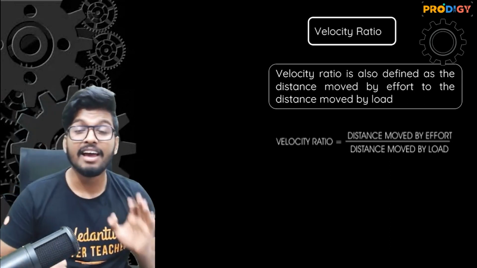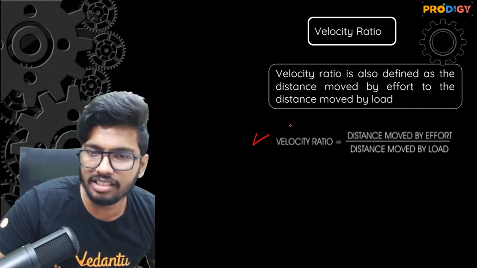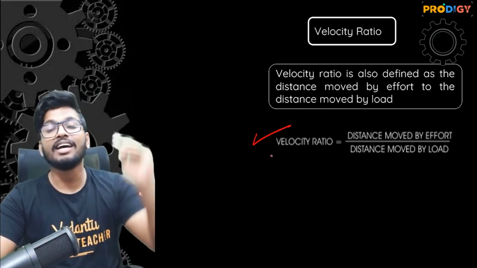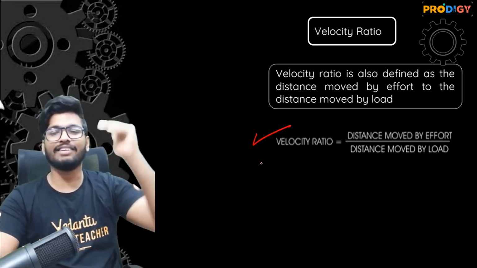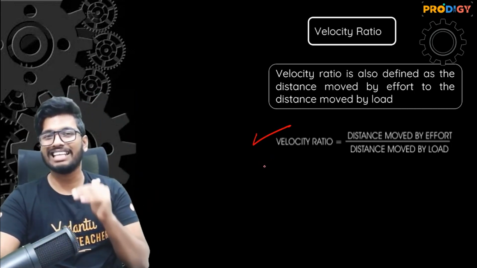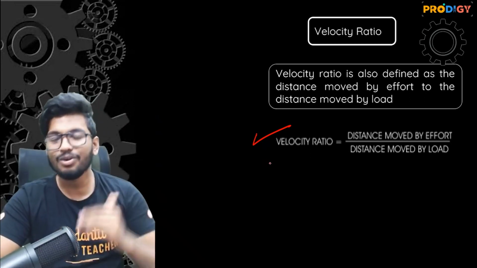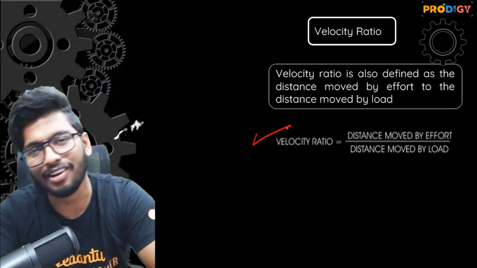So don't worry, guys. In the majority of cases, you would be using this formula itself. Velocity ratio is the distance moved by the effort divided by the distance moved by the load. Once you find out the ratio, what you get is nothing but the velocity ratio.